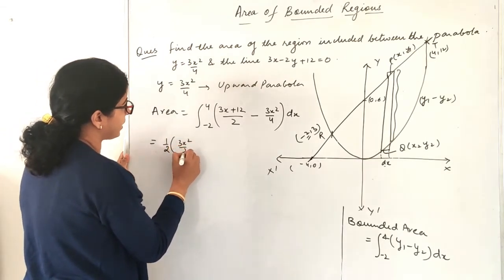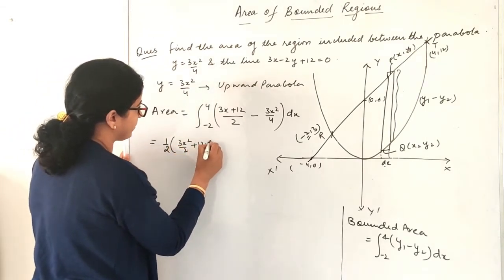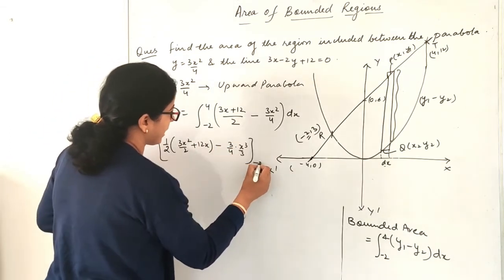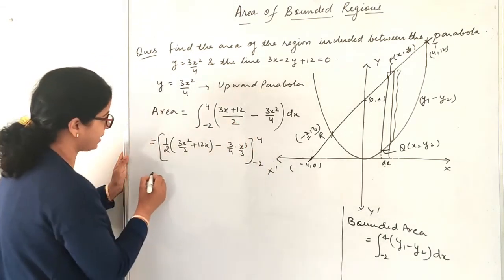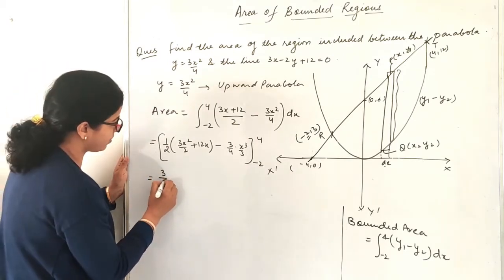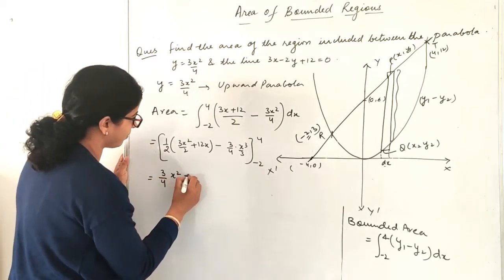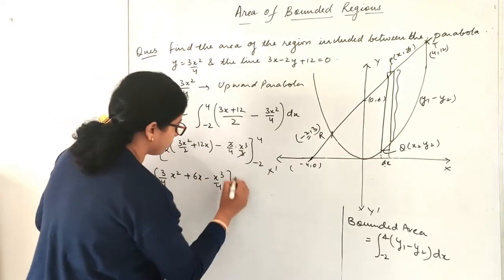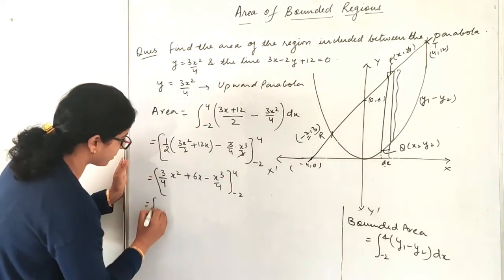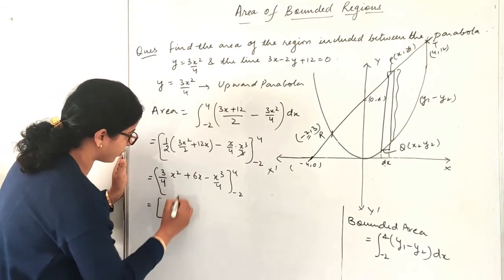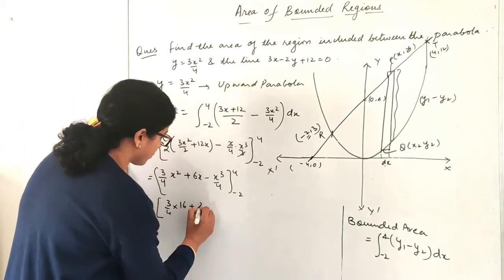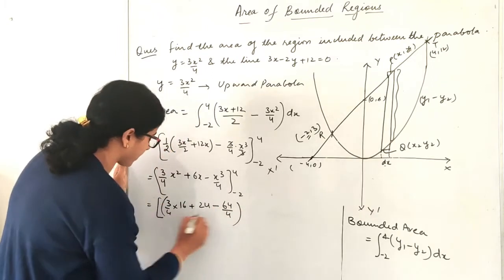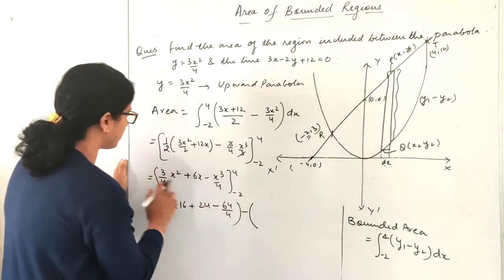3x square by 2 plus 12x minus x cube by 3 minus, from 2 to 4, right? So what we are getting here is 3 by 4 x square plus 6x minus x cube by 4 minus, from 2 to 4. Let us substitute the values. 3 by 4 into 4 square is 16, plus 6 4s are 24, minus 64 upon 4, minus. Now substitute minus 2 in this.